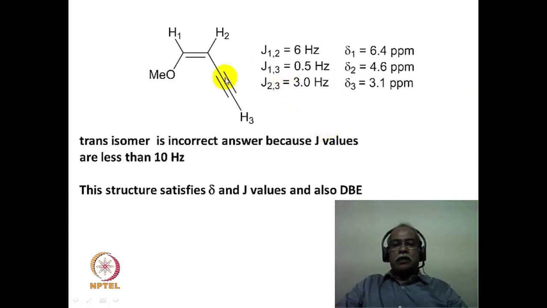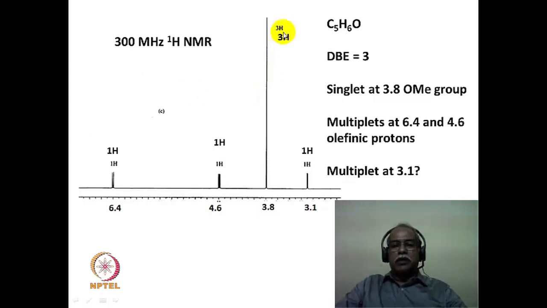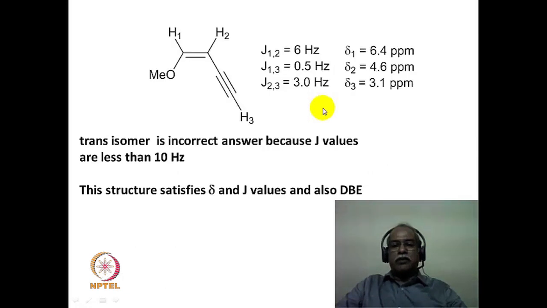The data is satisfied by the structure of this particular compound, namely the cis isomer of the methoxy butene. This is methoxy butene because you have a methoxy peak in the NMR spectrum which corresponds to the singlet around 3.8, and then you have an olefinic hydrogen. There are 2 olefinic hydrogens and 1 acetylene hydrogen. If you put all these fragments together, this is the kind of structure that one can come up with.